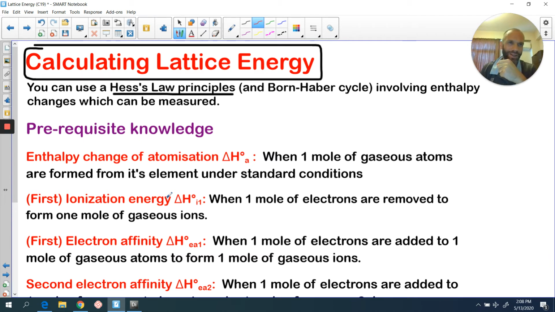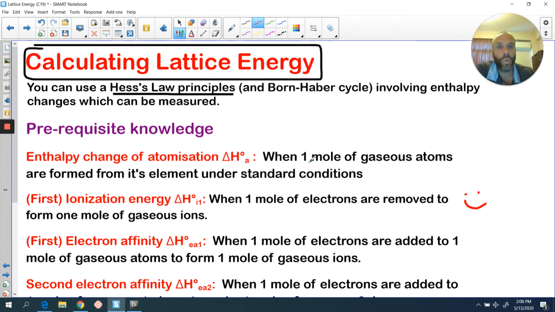I think it's unlikely they're going to give you ones where you've got multiple ionization energies to add, but who knows. So let's put a smiley face there. I think this one is dealt with, and it's one that we've also looked at before, so you should be comfortable with it. Enthalpy change of atomization.